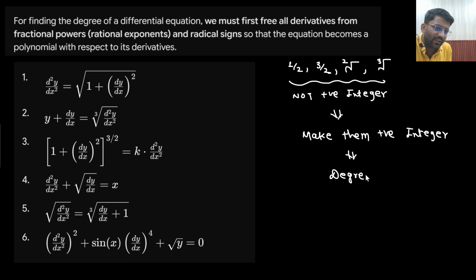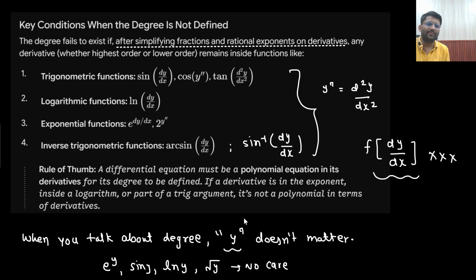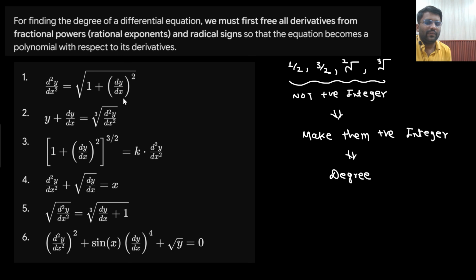Here you will not say, sir, degree is not defined. Degree will not be defined if these guys are present: sin, cos, inside this, all these things. But if they are inside under root or power 1 by 2, power 3 by 2, then make the power a positive integer and then you define the degree. Let's see the first example.